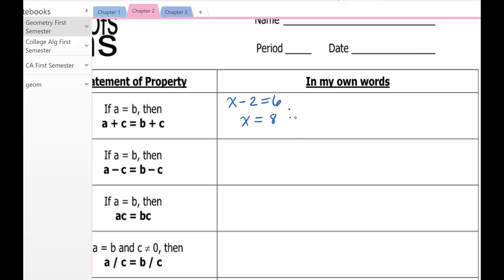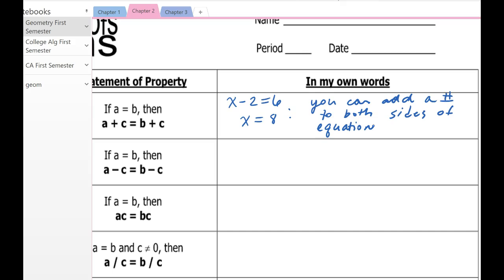In your own words, how did you use that property? What did we do? How could we say this in our own words? What does the addition property allow you to do? You can add a number to both sides. That's all it is. So go ahead and write that in your own words. You don't have to use mine, but just use the idea. You can add a number to both sides of an equation, and really without changing the equation, without changing the solution.